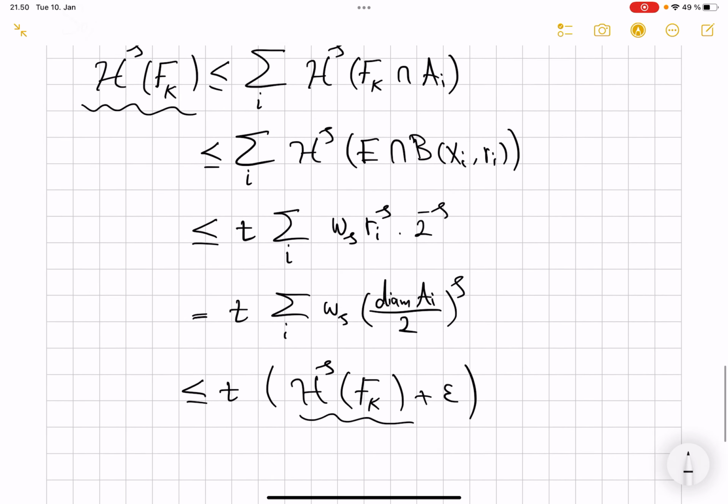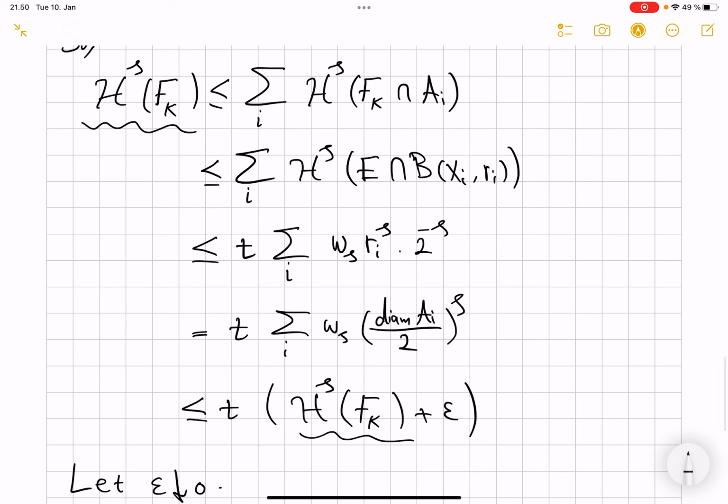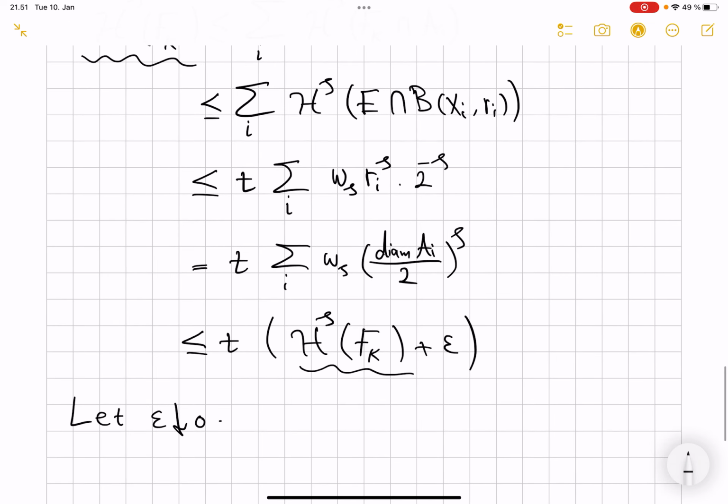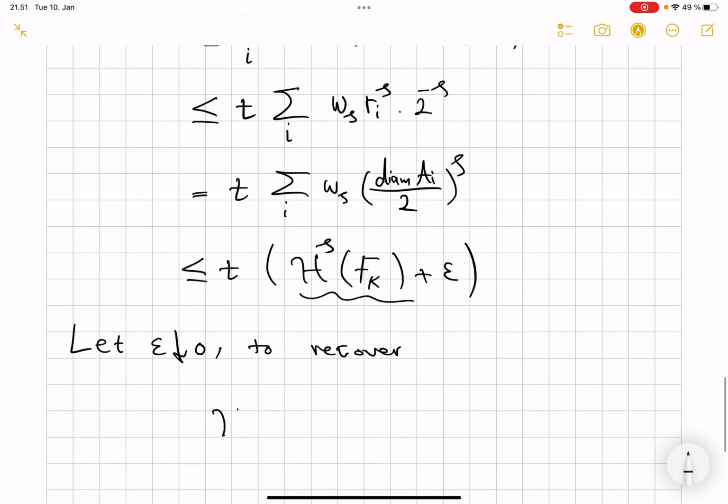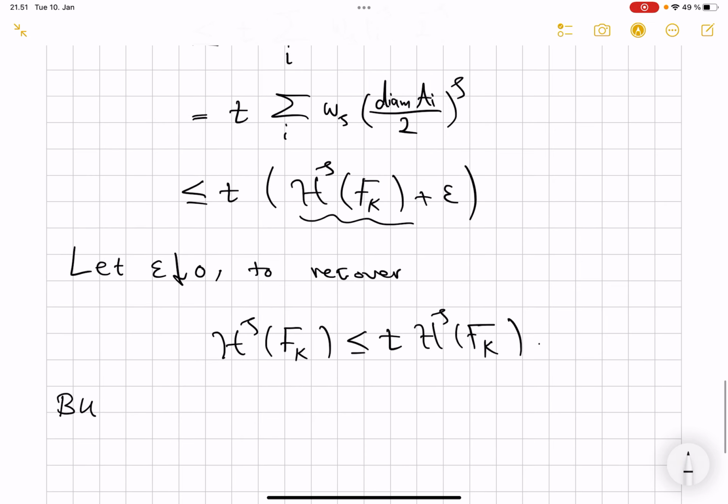But epsilon is arbitrary, so we can take it to be 0. So let epsilon go to 0, because this is true estimate no matter what epsilon, to recover that Hs of Fk is less than or equal to t Hs of Fk. But t is strictly less than 1.